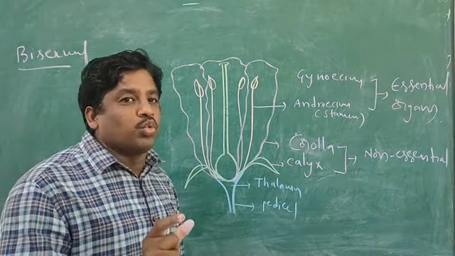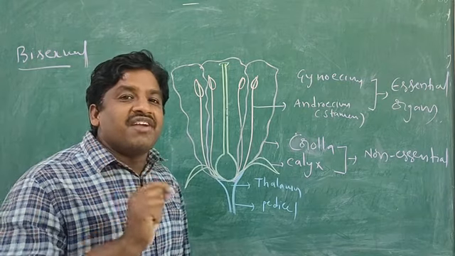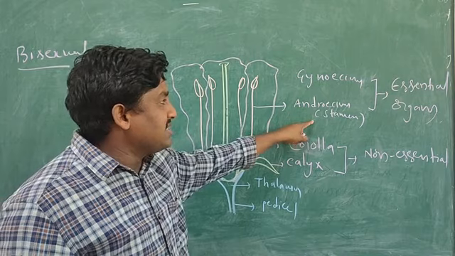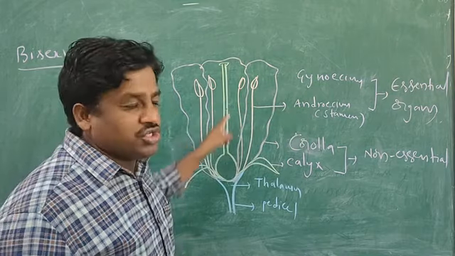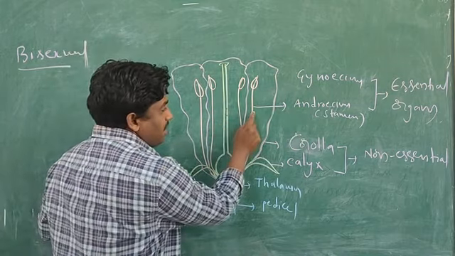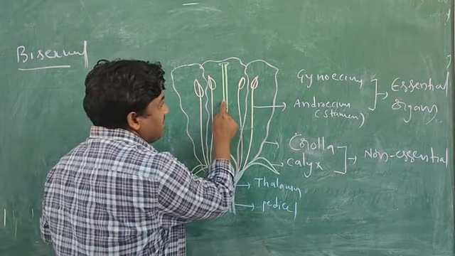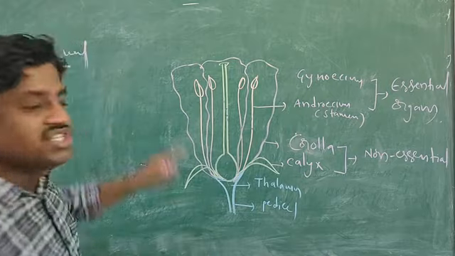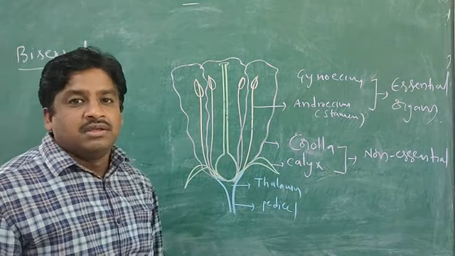Bi means two. Both male and female reproductive parts. Male means stamens, female means gynoecium. Here, see, in this flower, male is present in the same flower, female is present in the same flower. So that's why we call this a bisexual flower. Next.